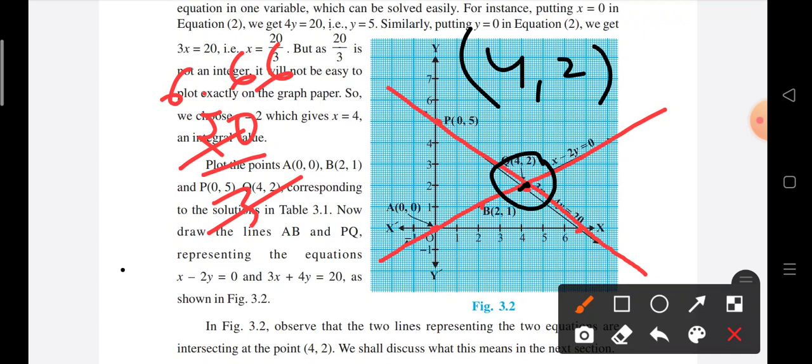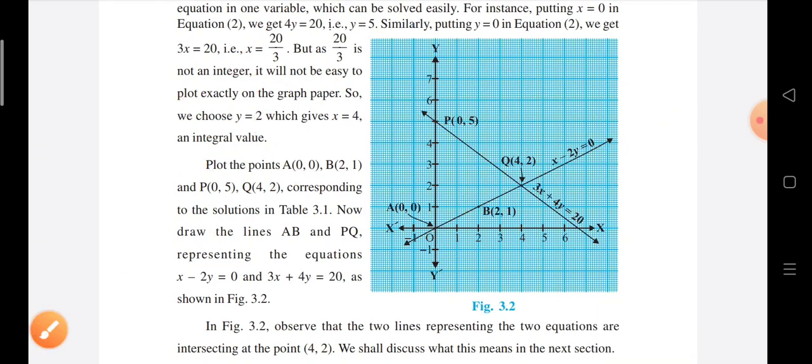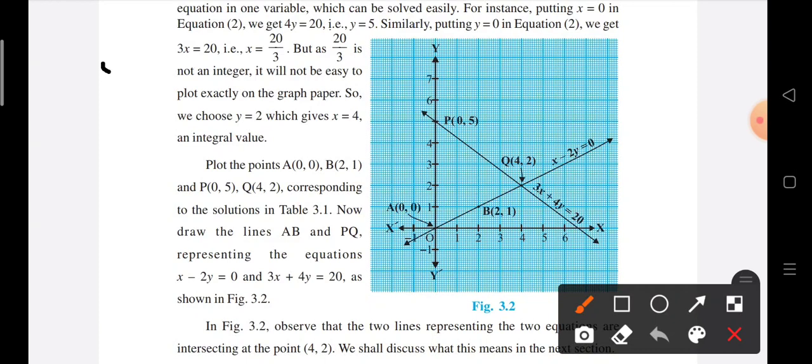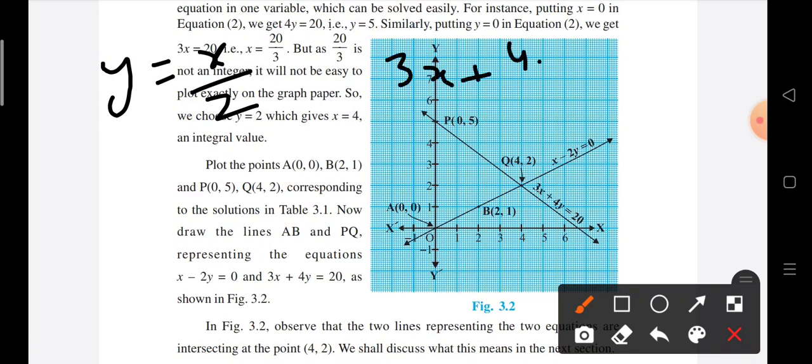Now we can do it algebraically also. This is the graphical solution. So these equations have a common solution, that is 4 comma 2, that is the x value we get as 4 and the y value we get as 2. Let us solve these equations and get the answer. The equations are y is equal to x by 2, and the second equation is 3x plus 4y is equal to 20.